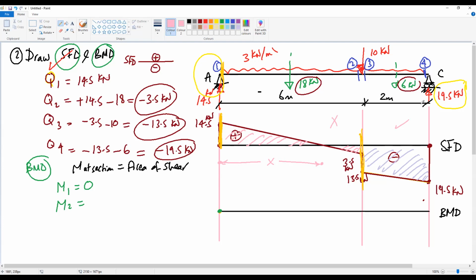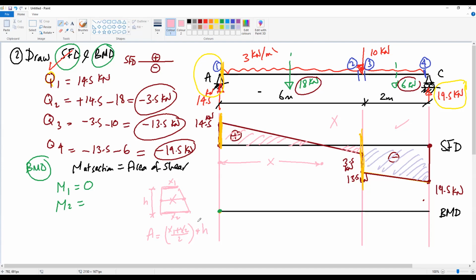What is the area? The shape is trapezoidal. What is the area of a trapezoid? If you have a trapezoid, you have two bases and a height. If the height is h and the two bases are x1 and x2, the area of the trapezoid equals x1 plus x2 divided by 2, the average base, multiplied by h, which is the height.